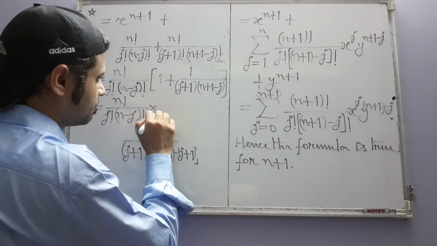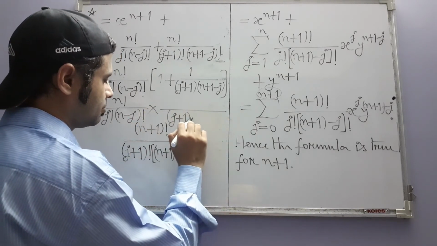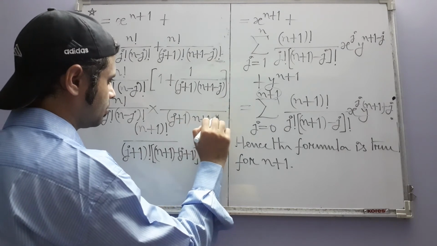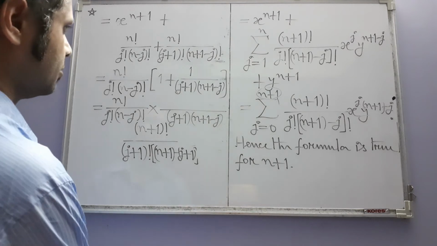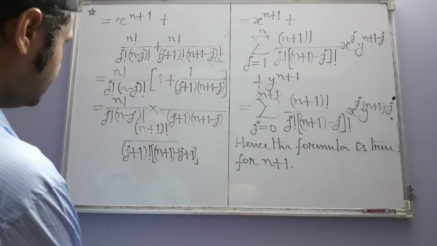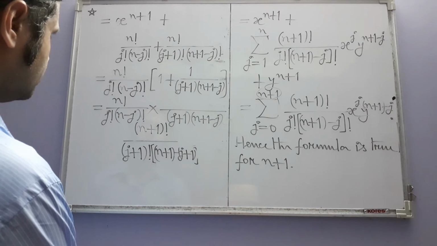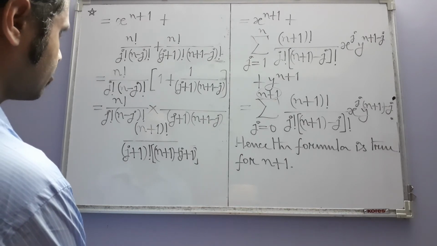Now this one will be what? J plus 1, n plus 1 minus j. Yeah, I think we have, okay, what the hell? It is in fact wrong. So something must have gone terribly wrong in our calculation.